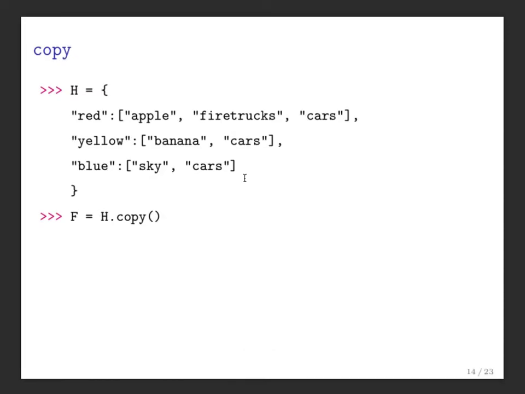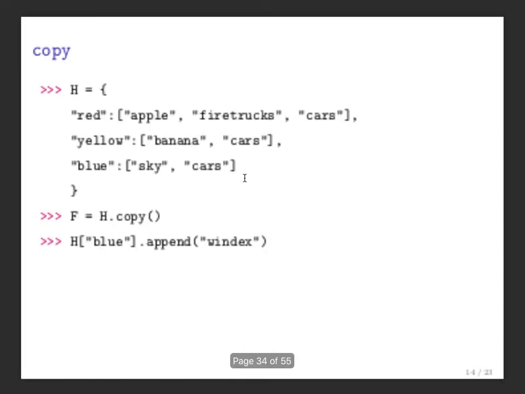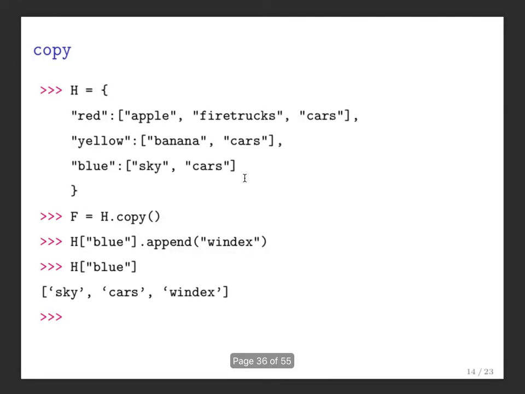More on copy. So I can copy H again, and now I can say blue of H gets appended with Windex, because that's also blue. I had a lot of problems figuring out stuff that was blue, because I refused to put water in, because water is transparent, right? Okay, so H of blue now has Windex appended to it.